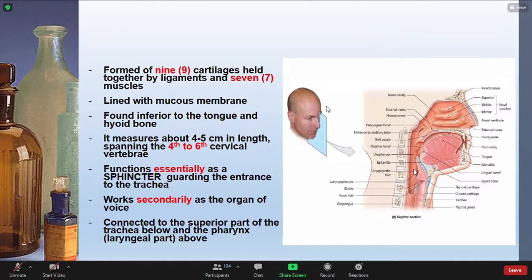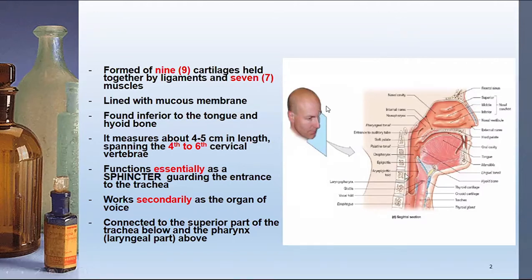Yes. The laryngeal part of the pharynx is here. So the larynx connects the pharynx and it connects to the trachea. Okay, so this is the nasal concha, hard palate, the soft palate. This is the oral vestibule, the oral space, your tongue, your hyoid bone, your larynx, your pharynx, and your esophagus. This is for orientation.